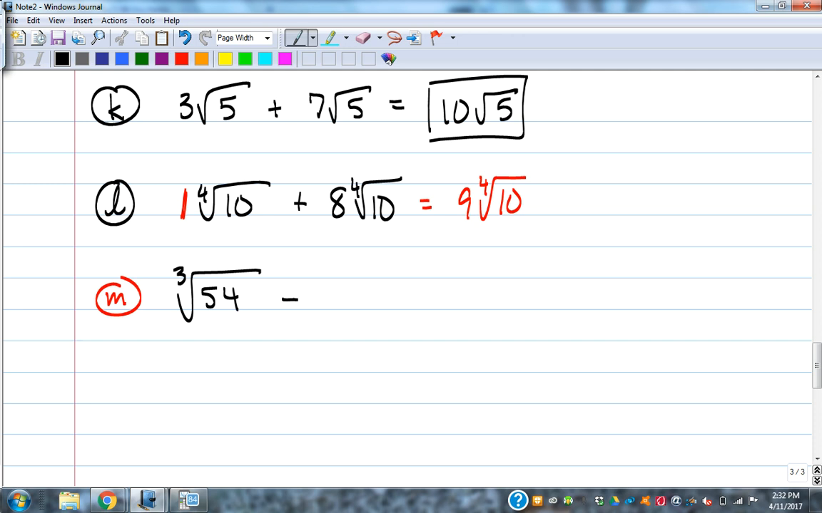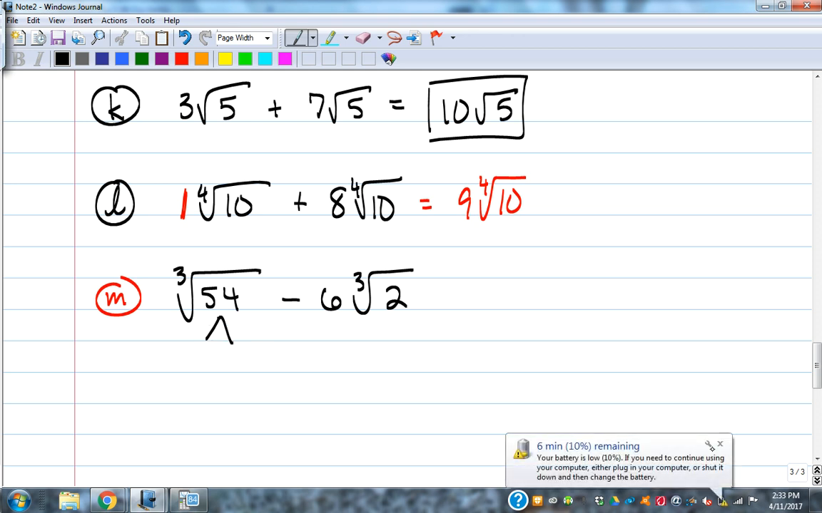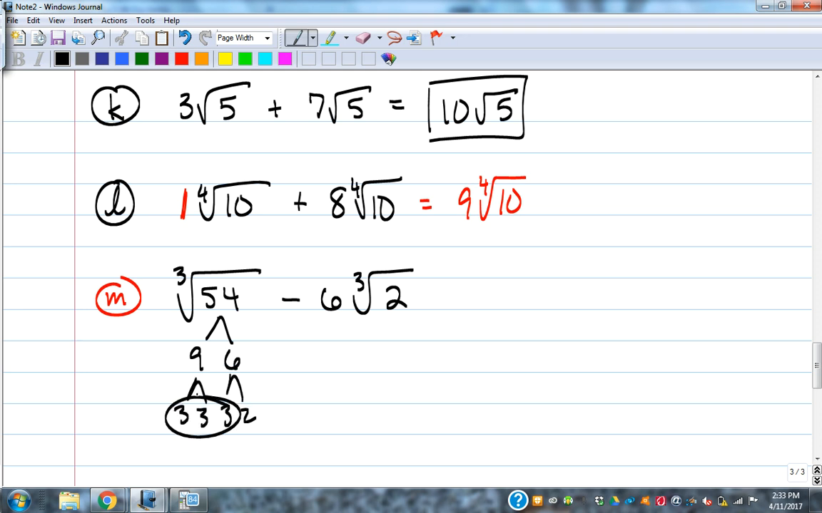Cube root of 54 minus 6 cube root of 2. Right off the bat, it doesn't look like anything can be done. But what should we always try to do? What are the instructions? Yeah, we could break down the 54. And this is where doing it without the calculator is really very important. So 54 would be 9 and 6, 3, 3, 3, 2. A set of 3. So that ends up being 3 cube root of 2, minus 6 cube root of 2. Which ends up being what? Negative 3 cube root of 2.